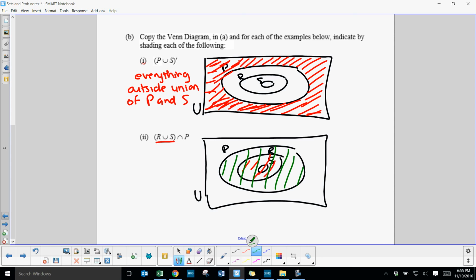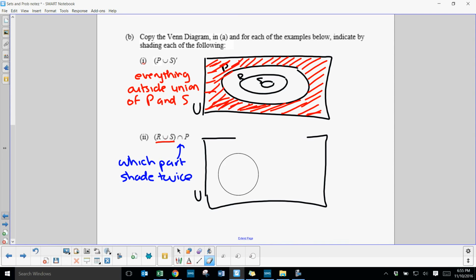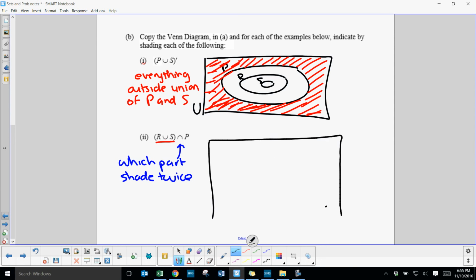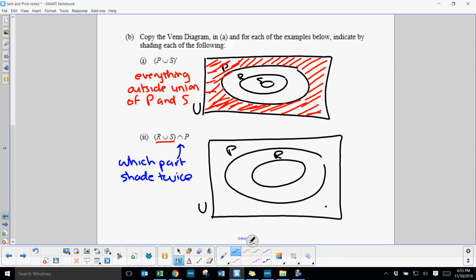Let's see, which part of that intersects with P? Which part got shaded twice when we're doing the intersection? Have a look on the diagram and try to see which part has got red and green on it. It's this part here. So I'm just going to undo that shading. A bit messy, so hopefully you didn't shade it, or you did in something erasable. So let's do U, P, R and S. The answer is just everything inside of R. That was the part that got shaded twice.